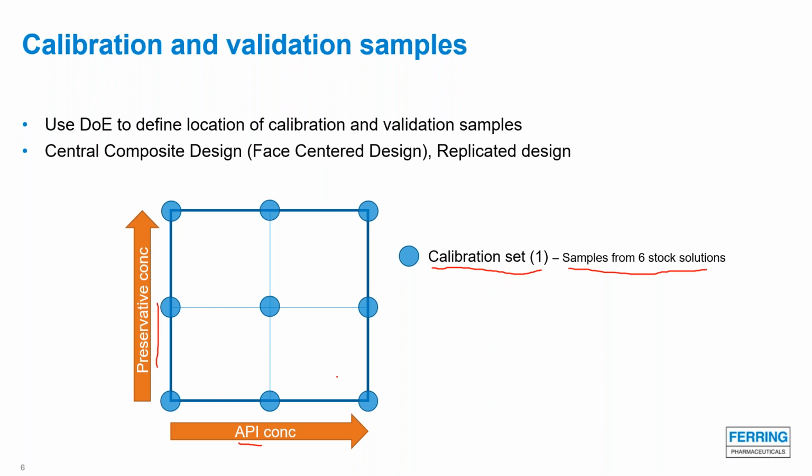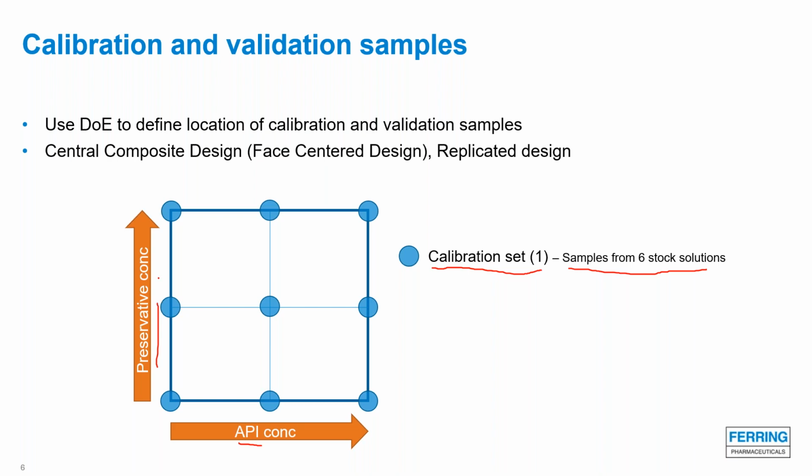So to overcome this and to account for randomness of error while we prepare these stock solutions, we actually did 6 stock solutions for API and 6 stock solutions for the preservative, and then we combined them randomly in the samples that we are using for the calibration.